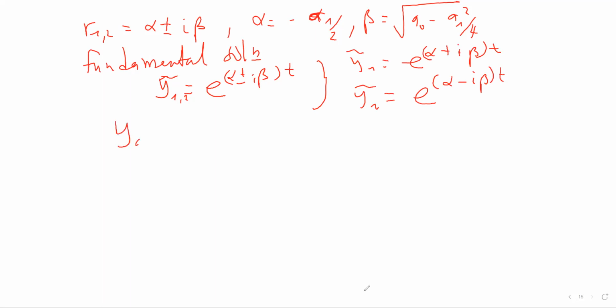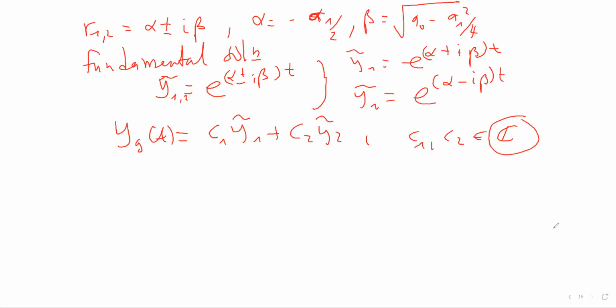When we do that, the general solution will be written as C1 y1 tilde plus C2 y2 tilde, where C1 and C2 are complex numbers, so in the complex field. But usually it is best that they are real. I think that should be enough. And this gives us a general solution for when we have complex valued systems.